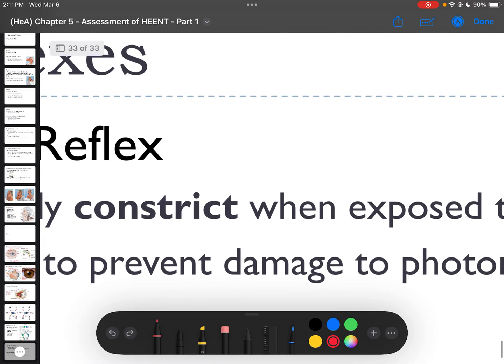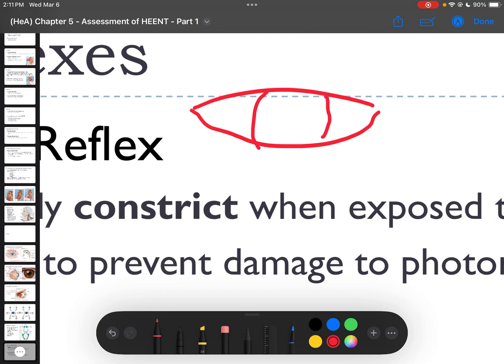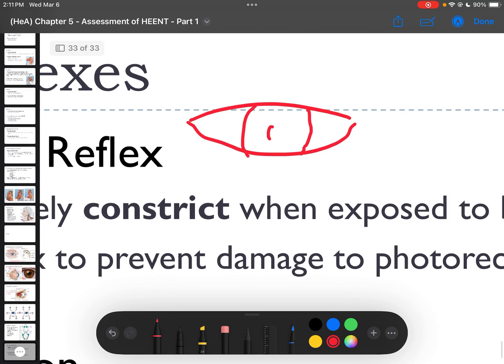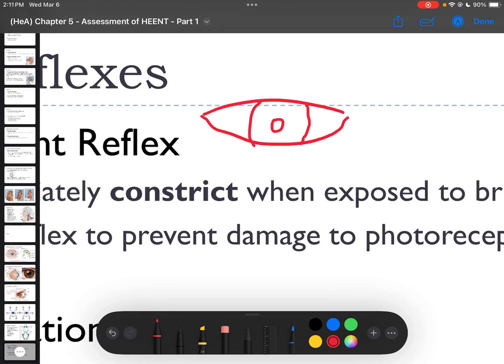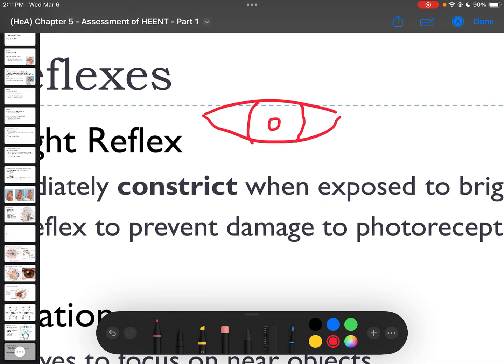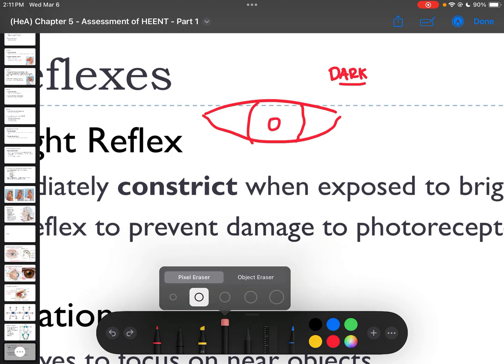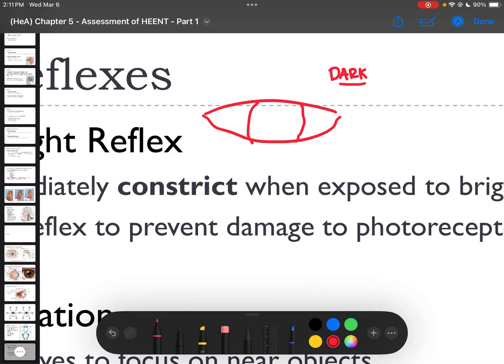So, for example, class, if this is my eye, okay, this is my iris. Inside my iris is my pupil. Now, class, if it is very dark, the normal response is that the pupils will dilate. Okay, the pupils will dilate so that more light can enter. It's very dark, so we need more light, more information to enter our brain.